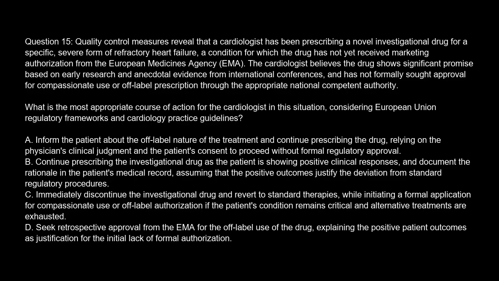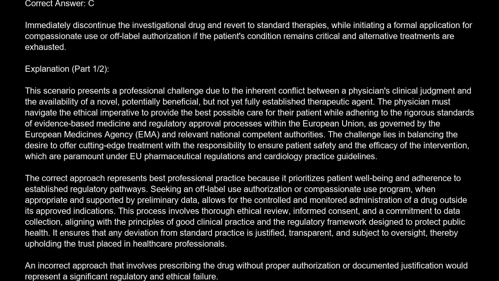Option C. Immediately discontinue the investigational drug and revert to standard therapies, while initiating a formal application for compassionate use or off-label authorization if the patient's condition remains critical and alternative treatments are exhausted. Option D. Seek retrospective approval from the EMA for the off-label use of the drug, explaining the positive patient outcomes as justification for the initial lack of formal authorization. Correct answer is C. Immediately discontinue the investigational drug and revert to standard therapies, while initiating a formal application for compassionate use or off-label authorization if the patient's condition remains critical and alternative treatments are exhausted.